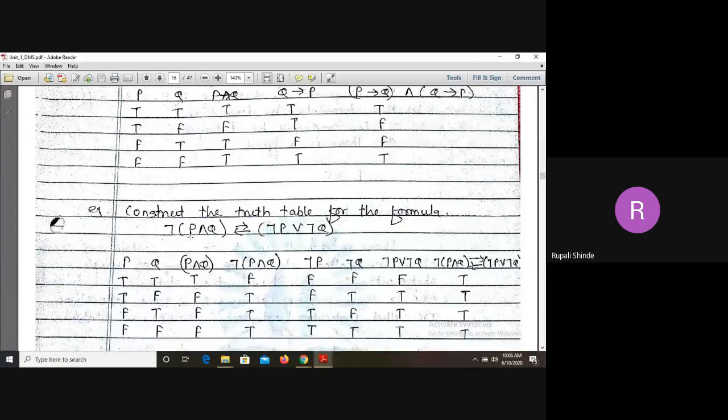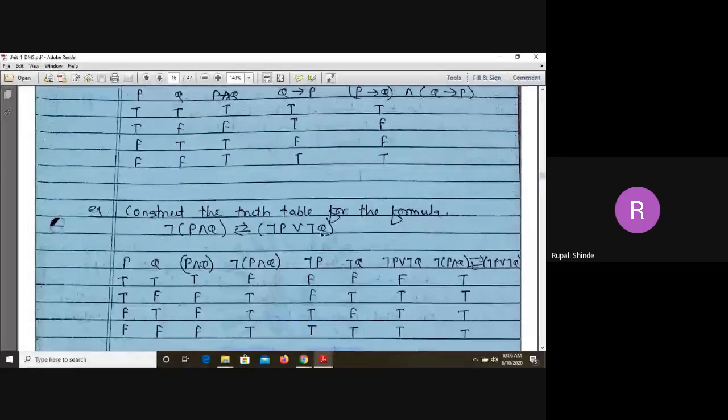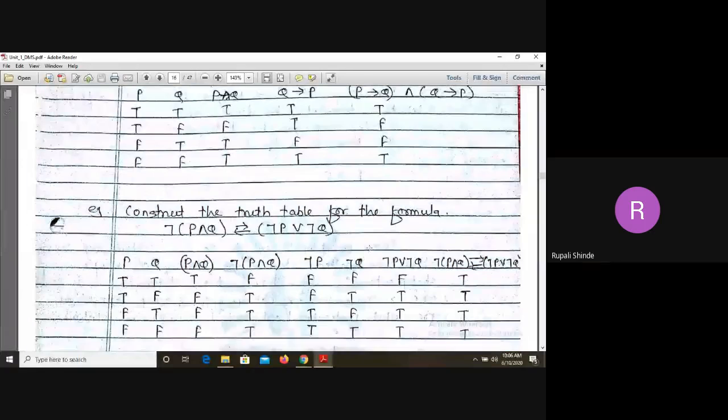Okay. Now next, we have to take the conjunction between P and Q. Then we have to apply the negation for this P and Q. Next, we have to take negation of P, negation of Q, then negation of P or negation of Q, and then we have to apply biconditional between these two formulas. So you will get the final value as all T. That is called a tautology. That we will see further.